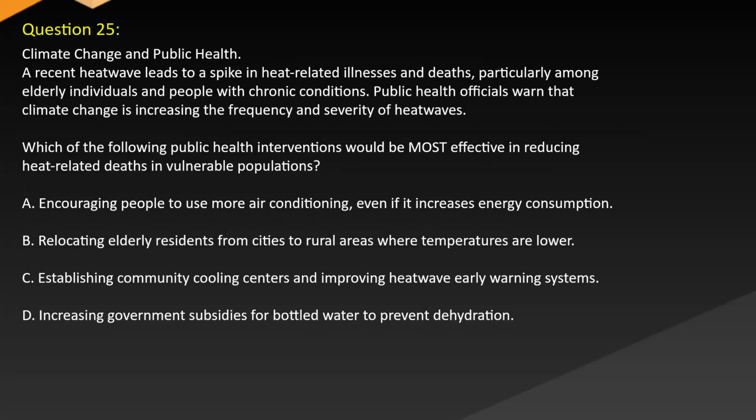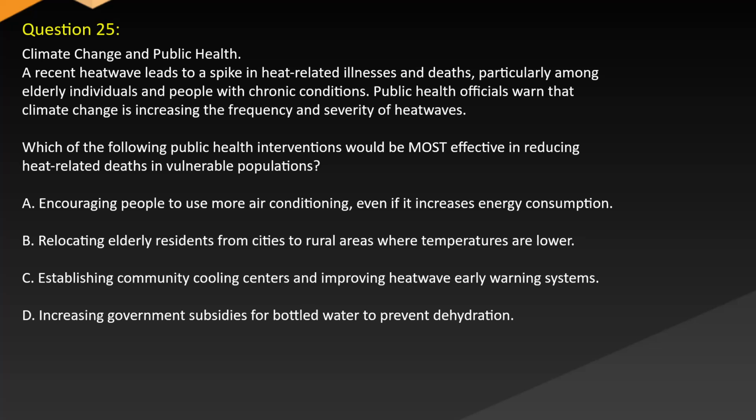Question 25. Climate change and public health. A recent heat wave leads to a spike in heat-related illnesses and deaths, particularly among elderly individuals and people with chronic conditions. Public health officials warn that climate change is increasing the frequency and severity of heat waves. Which of the following public health interventions would be most effective in reducing heat-related deaths in vulnerable populations?